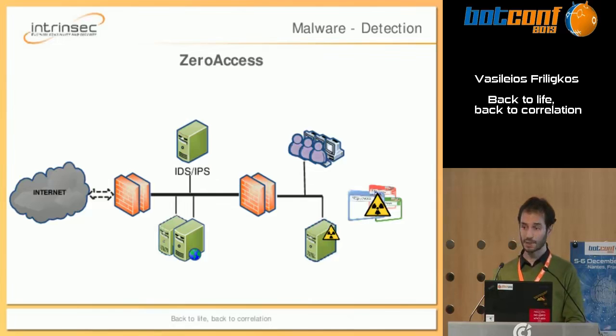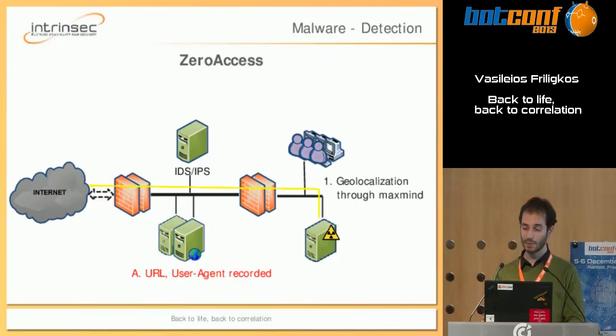First thing ZeroAccess does is to get the location of the infected machine, and it's doing it using MaxMind's geolocalization services. So, just a request, and let's just say for the moment that, passing through our proxy server, the URL and the user agent are being recorded, but nothing more than that.